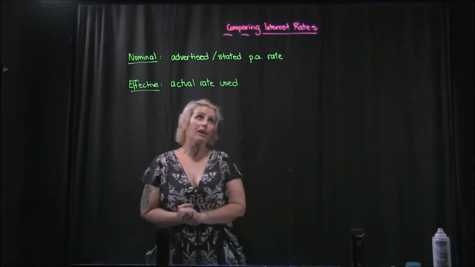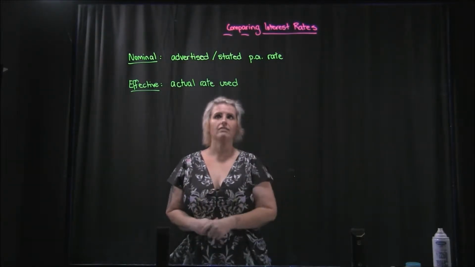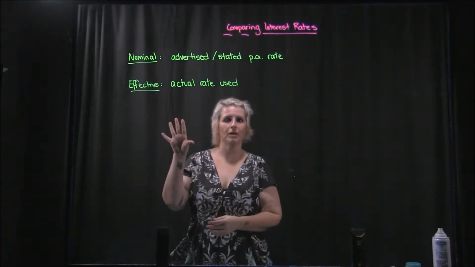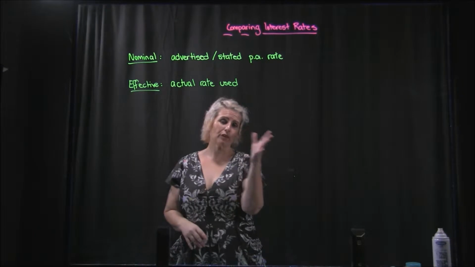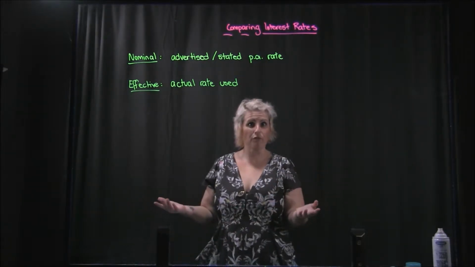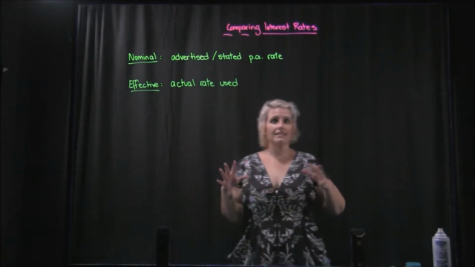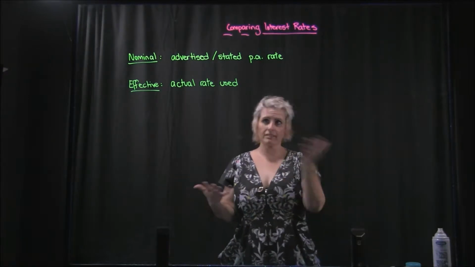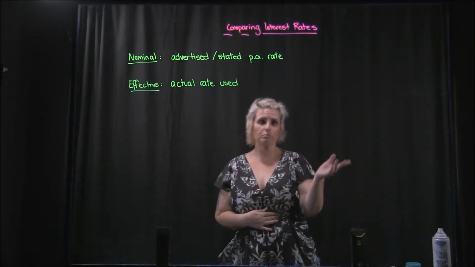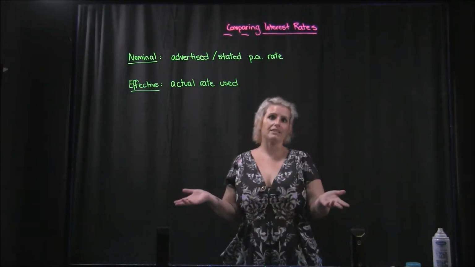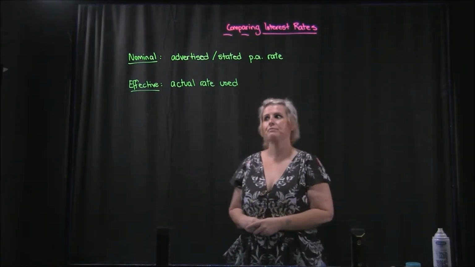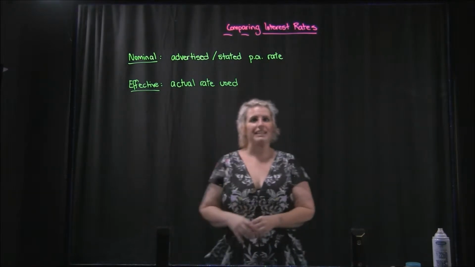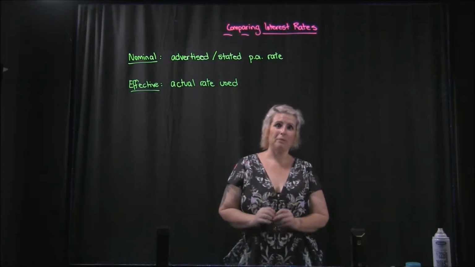Okay, so we're going to look at comparing interest rates now. There's two terms that you need to become familiar with: nominal and effective interest rates. Nominal interest rates are what you've been dealing with so far. When a bank tells you it's 5% per annum, that's a nominal rate. It's the advertised or stated rate. The effective interest rate is what you actually end up paying.